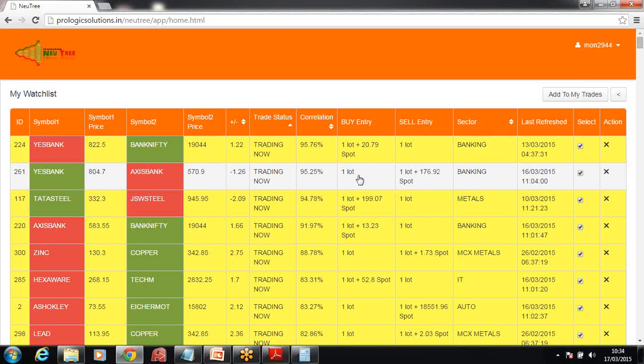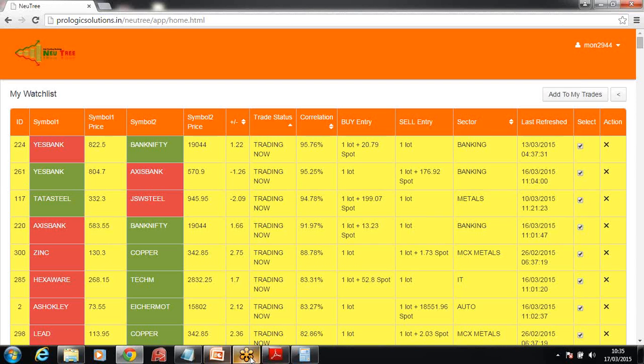So what I'll do is buy one lot of Yes Bank in futures, and buy one lot of futures of Axis Bank plus 176 shares of Axis Bank in the spot market. So then it becomes equal. That is 4 lakhs here and 4 lakhs here. So my total investment will be around 8 lakhs.